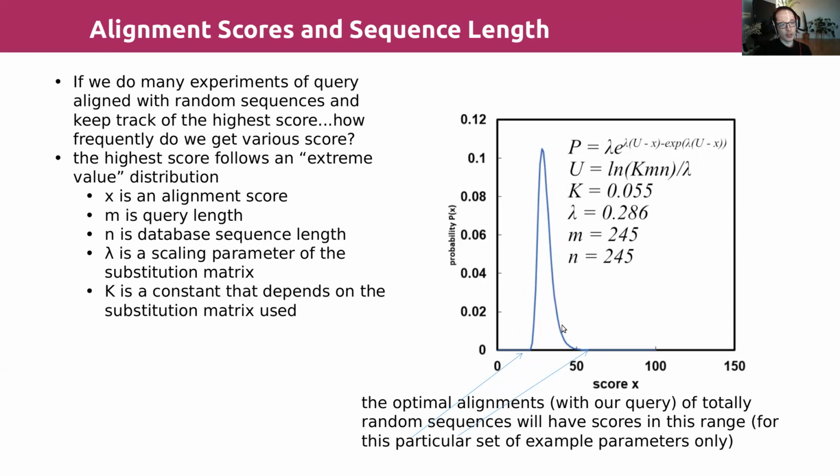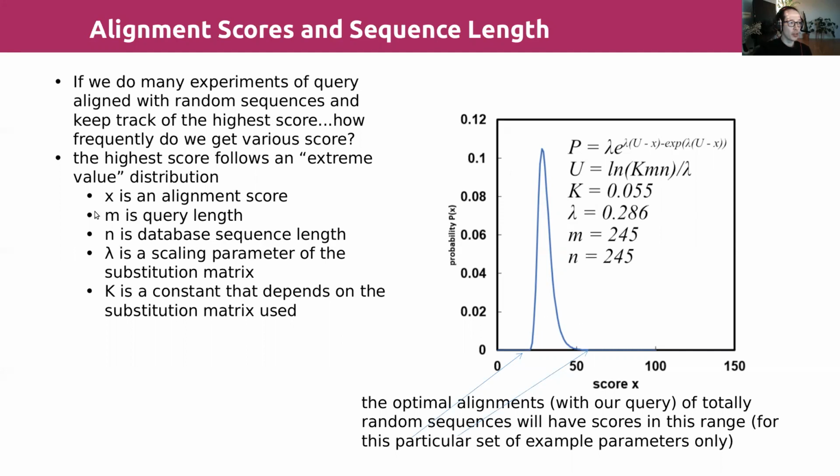The extreme value distribution has this very long tail of unlikely but non-zero probability of encountering much higher scores. So somewhere out here, there is a score of 100 that can occur due to randomness for these particular parameters. And what are these parameters? These are the parameters that determine the shape, spread and location of this particular curve. So there's an equation that generates it.